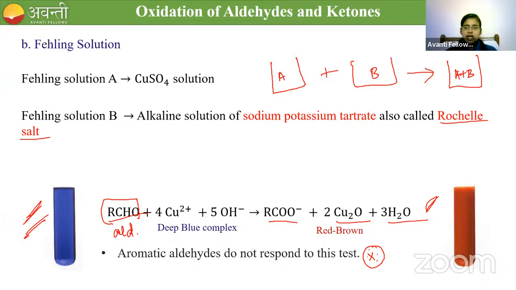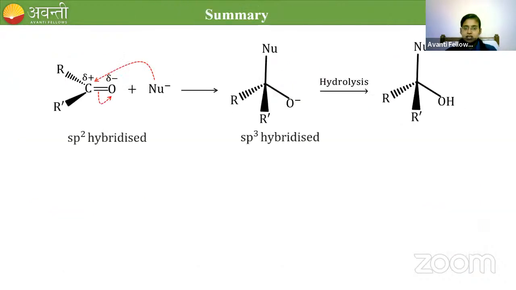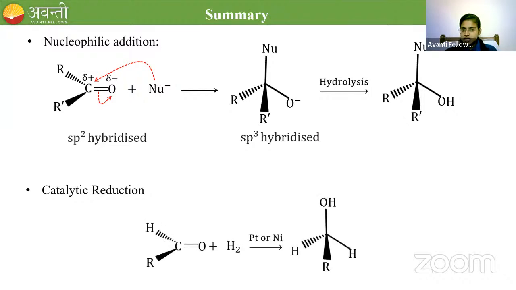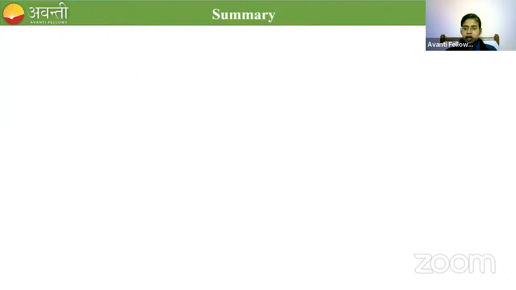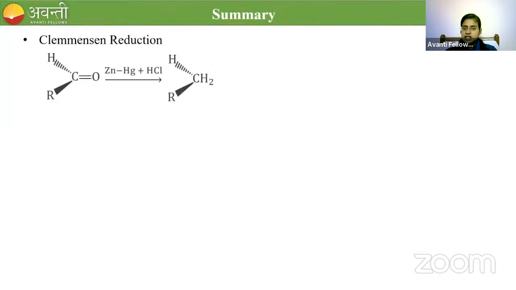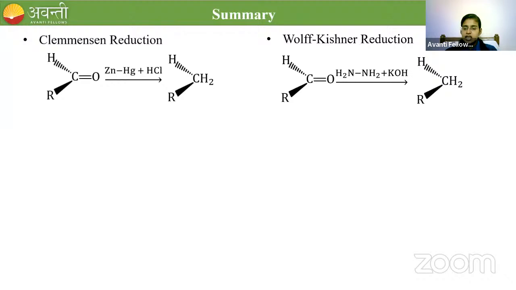So let me summarize the three chemical reactions that we have studied so far. The very first is nucleophilic addition, which we have discussed in detail. And today I have discussed reduction. The very first one is catalytic reduction. We also used Clemmensen reduction, with zinc amalgam and HCl, and Wolff-Kishner reduction, with hydrazine and KOH. In both cases, we are getting a hydrocarbon.